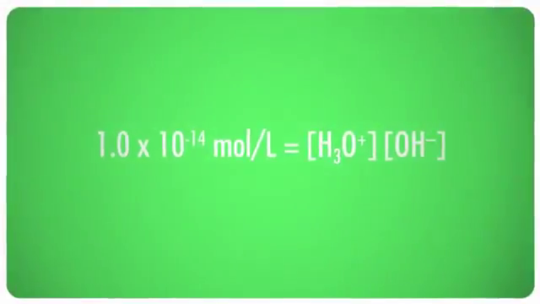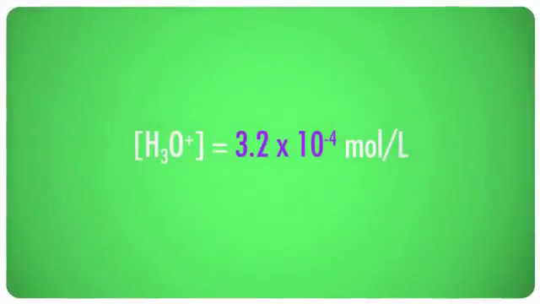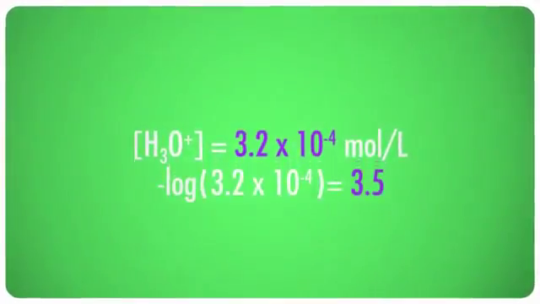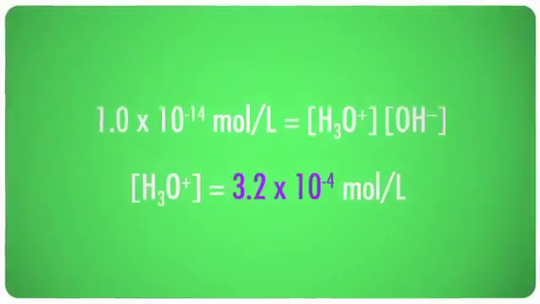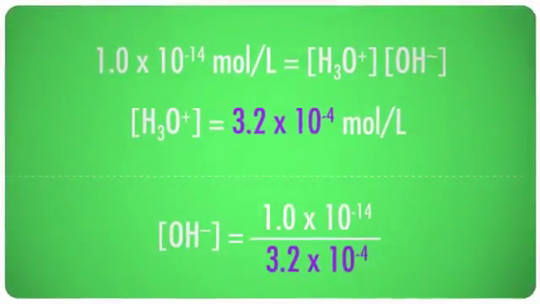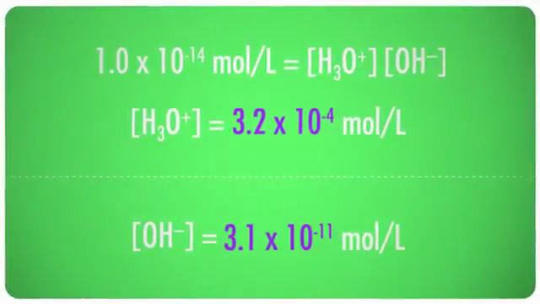Like orange juice, which is really just an aqueous solution of sugar and citric acid and a few other things. Say the hydrogen ion concentration in your OJ is 3.2 times 10 to the negative 4th moles per liter. Just for the fun of it, let's calculate what the pH is at that point, which turns out to be 3.5. But we can also use the Kw and the hydronium ion concentration to do a very simple division problem and find the hydroxide concentration. It works out to 3.1 times 10 to the negative 11th moles per liter.